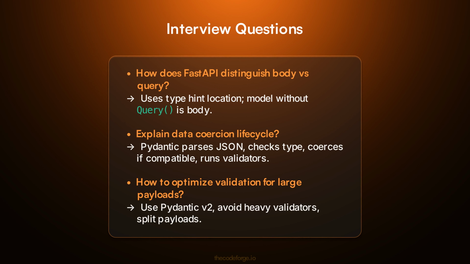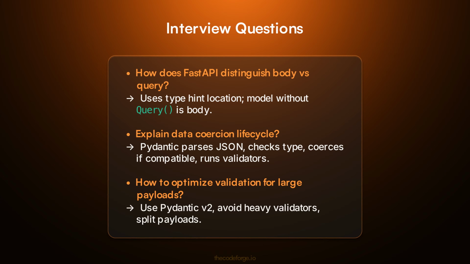How does FastAPI distinguish body versus query? It uses type hint location. A model without Query is body. Explain the data coercion lifecycle. Pydantic parses JSON, checks type, coerces if compatible, runs validators. How to optimize validation for large payloads? Use Pydantic v2, avoid heavy validators, split payloads.